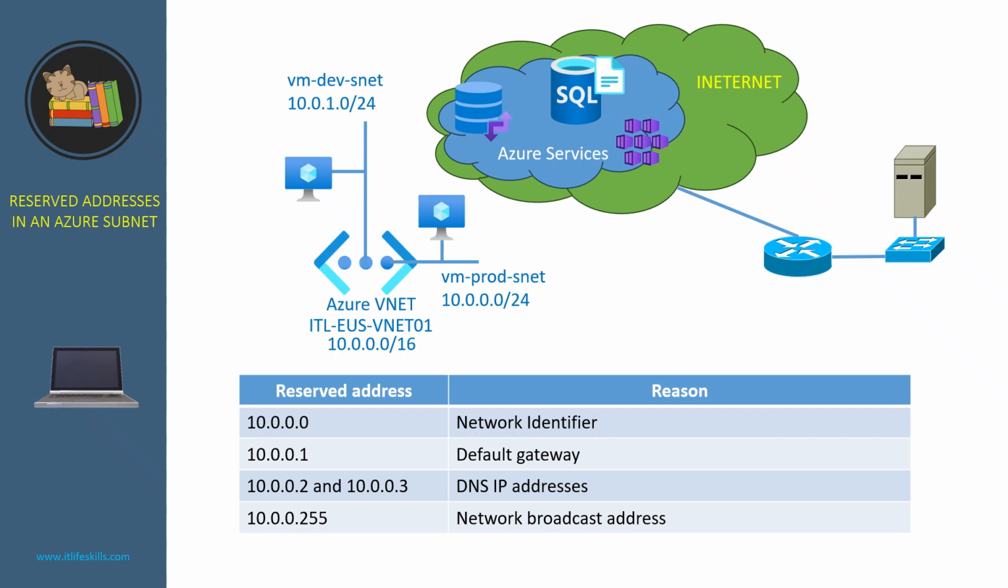The third and the fourth addresses, 10.0.0.2 and 10.0.0.3, are also reserved because they are the DNS IP addresses. And the last address, 10.0.0.255, is also reserved because it is a network broadcast address.